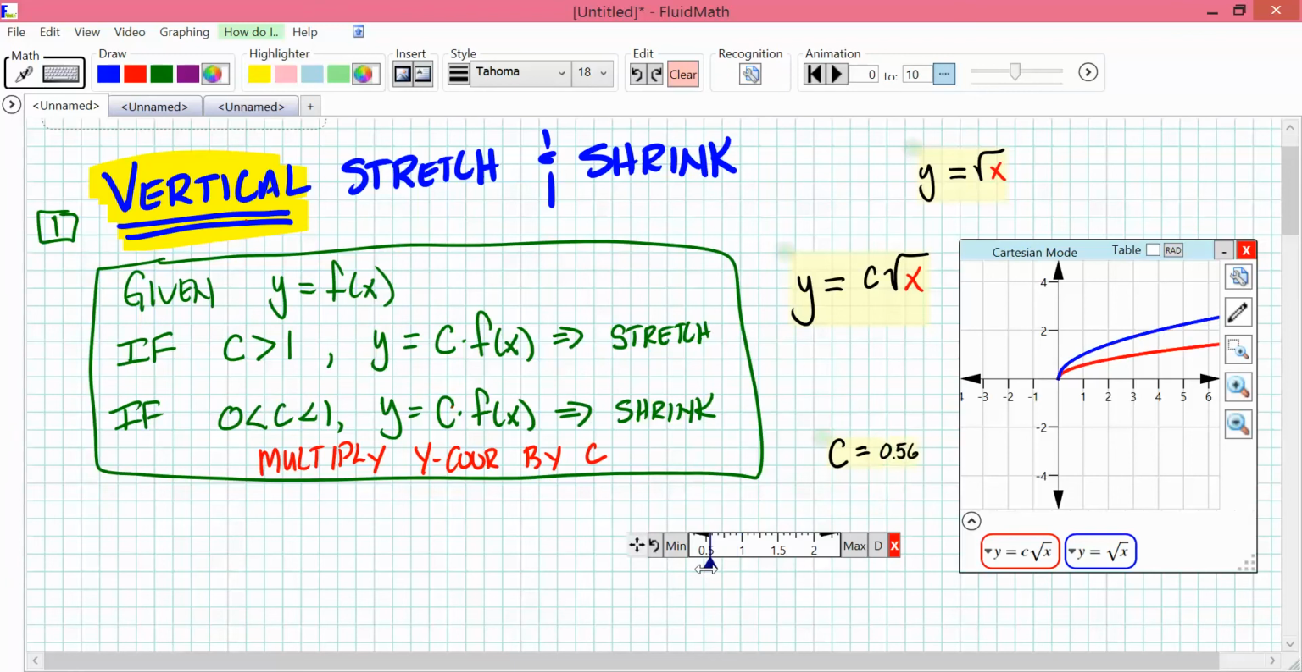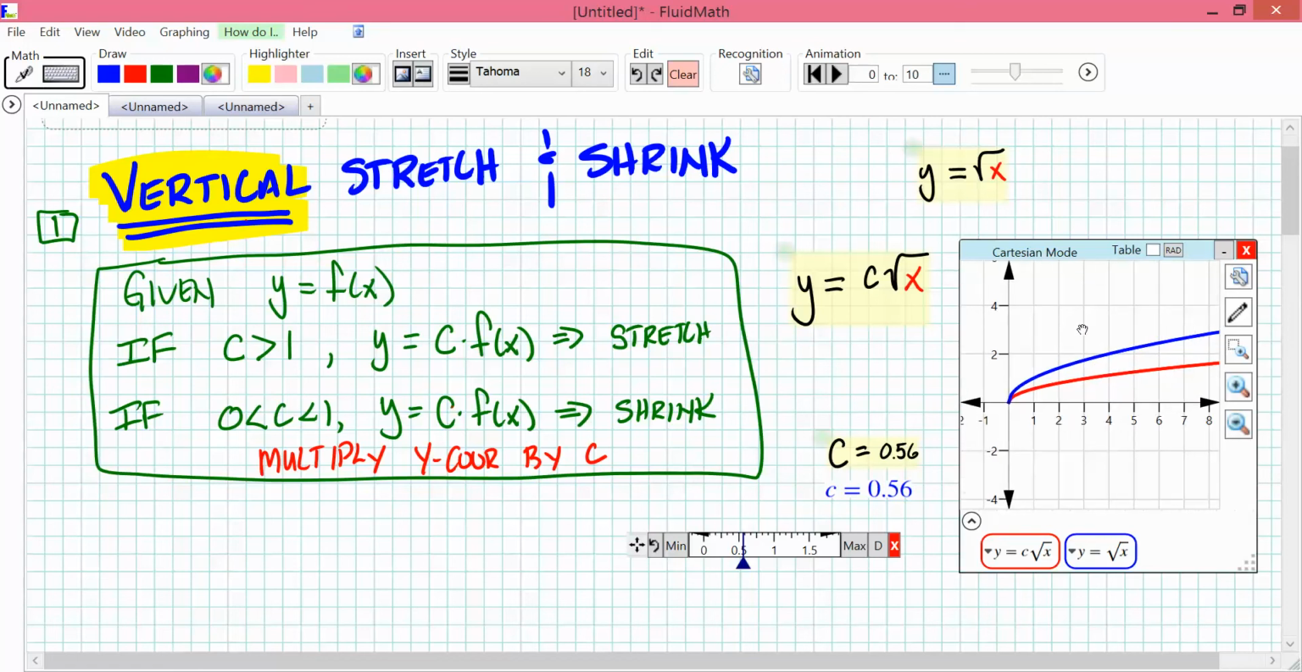So notice that, check it out, my red graph now has been vertically shrunk down. The original one is the blue one, that one stays there, and notice the c value is in between 0 and 1, it's 0.56. So therefore I'd expect a vertical shrink, and that's what it looks like over here. Is that making sense to you guys? Hello? Yeah? Did you guys see what's going on?